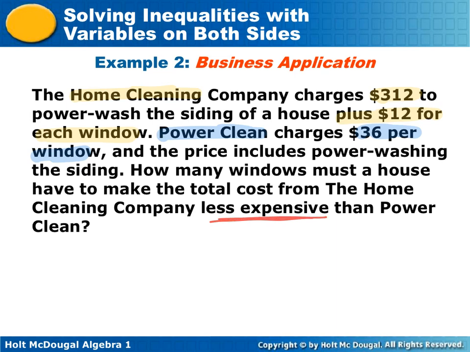So the first thing I would urge you to do here is try and write your inequality before you use any numbers. Okay? So the two things I know we're using, we've got the home cleaning company and we've got the power cleaning company. So I said it was HC and PC. What we're trying to do is get the home cleaning company to be less expensive. Well, if it's going to be less expensive, that means power cleaning has to be more.